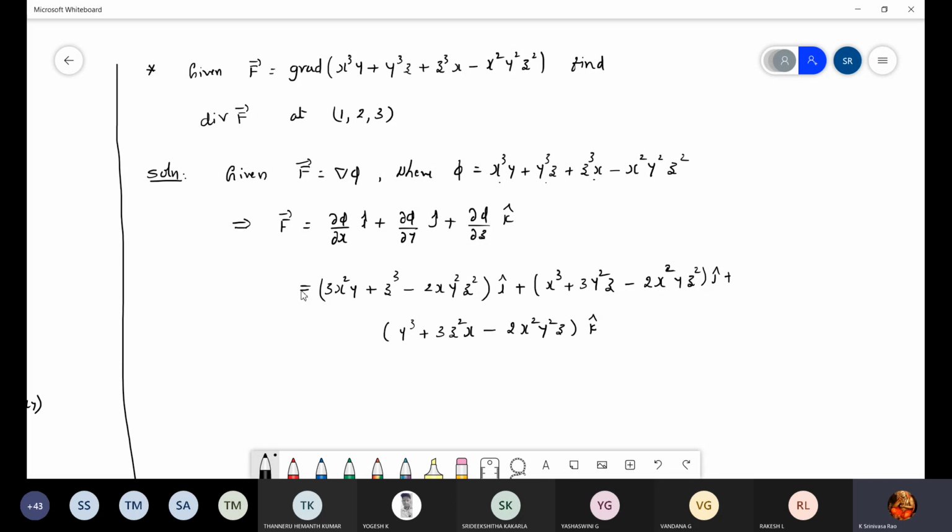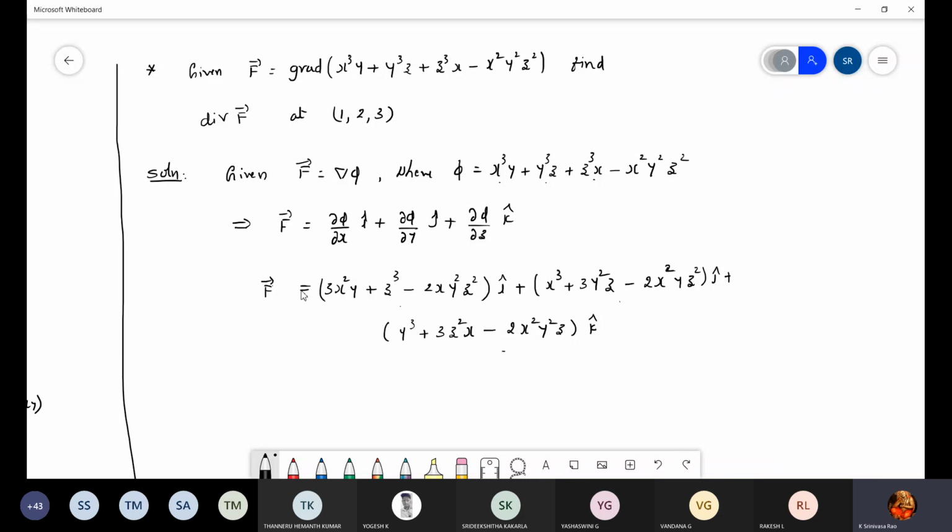So this is as usual f1, f2 and f3. Next, this is f. So if this is a problem for 6 marks, you have to calculate only f and divergent: 3 marks to calculate f and 3 marks to divergent. If they ask curl also, then it becomes 2, 2, 2. Or if it is 7 marks, 2, 2, 3 like that.